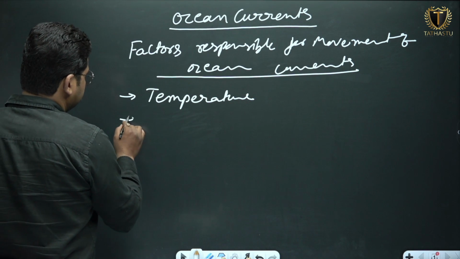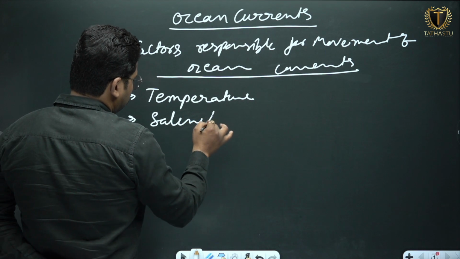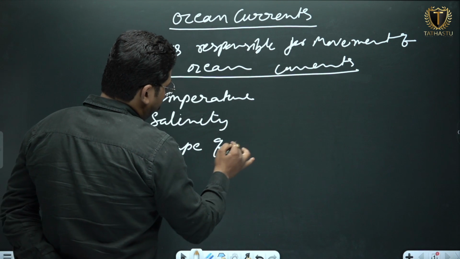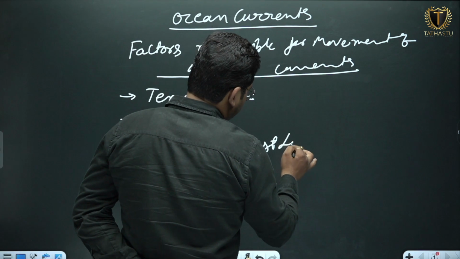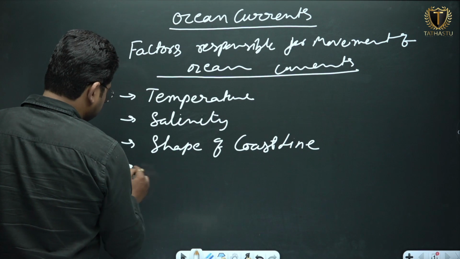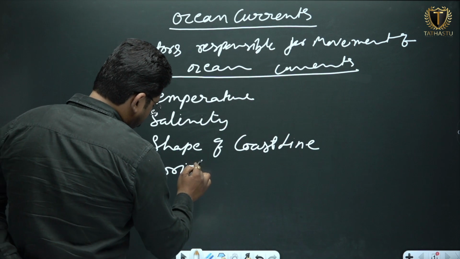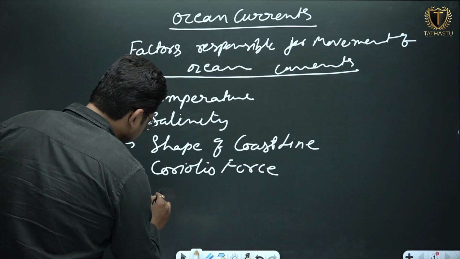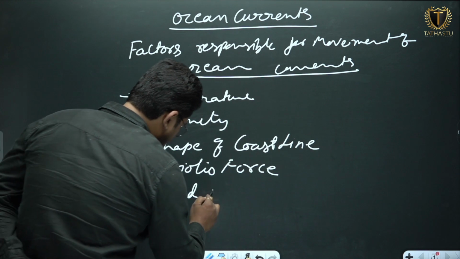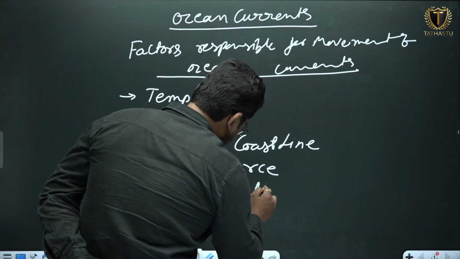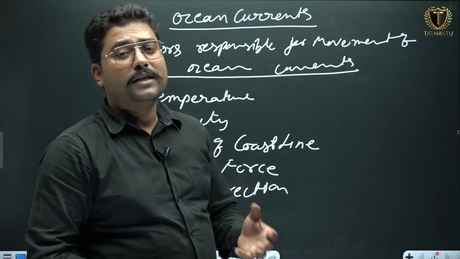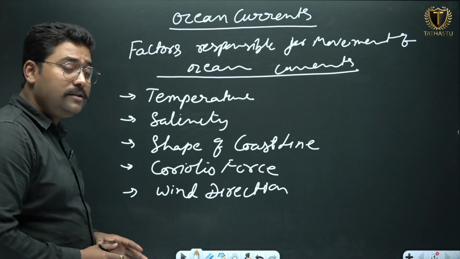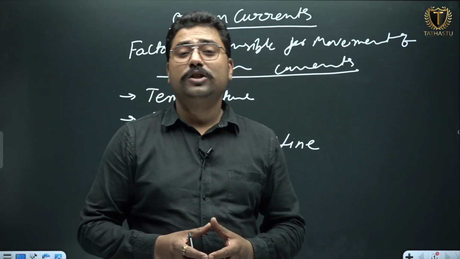temperature, salinity, shape of coastline, Coriolis force and wind direction, which is also considered as prevailing winds or the movement of winds. These are the 5 possible factors which are considered by the oceanographers for the generation of ocean currents.